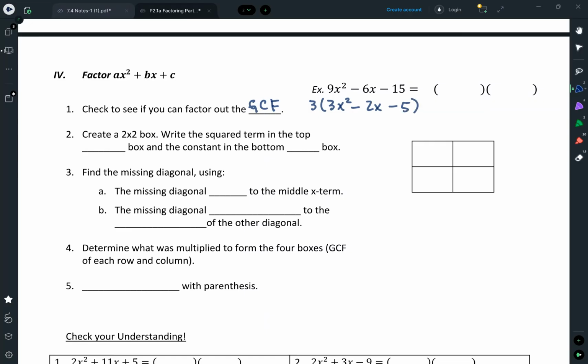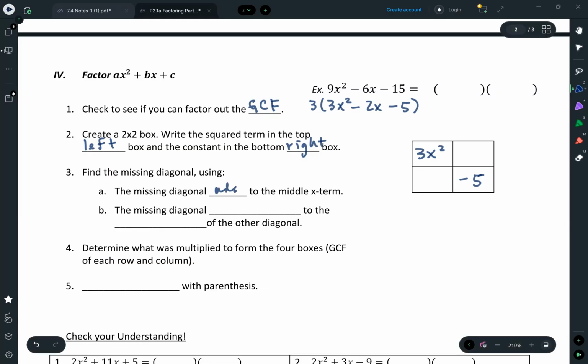So I've got my 2 by 2 box created. We want to write the squared term in the top left corner and the constant term in the bottom right corner. So we start up here with the 3x squared, and the negative 5 goes over here. All right, so the missing diagonal adds to make the middle x term, right? So whatever goes in this box and this box, together they would have to combine and make negative 2x. But we don't know what they are, right?